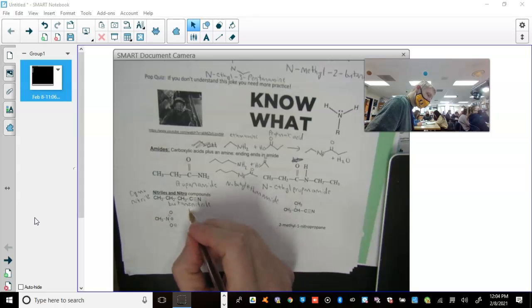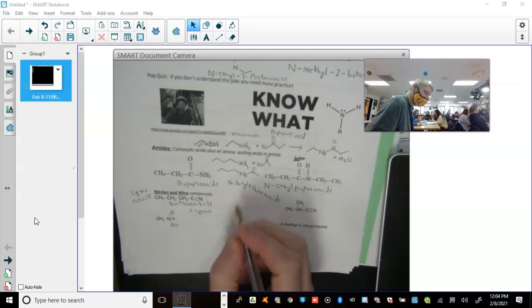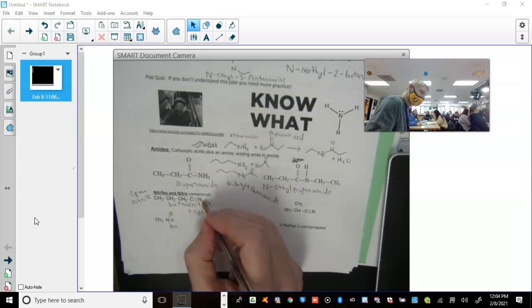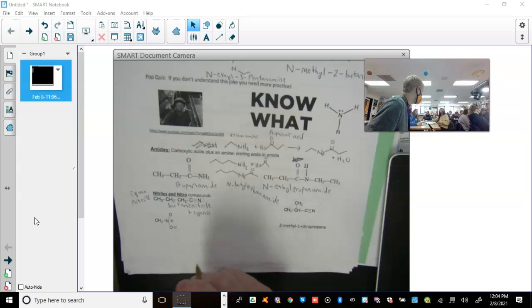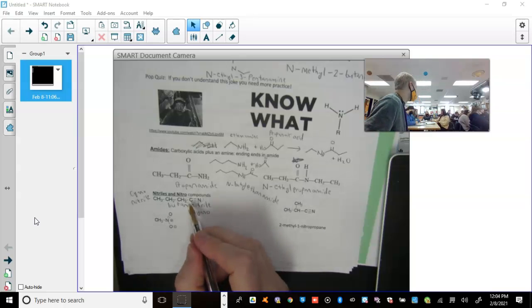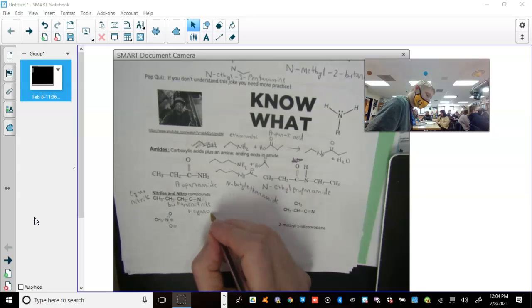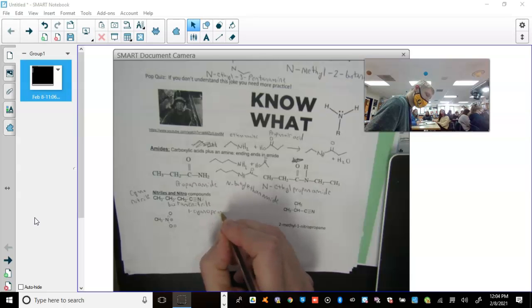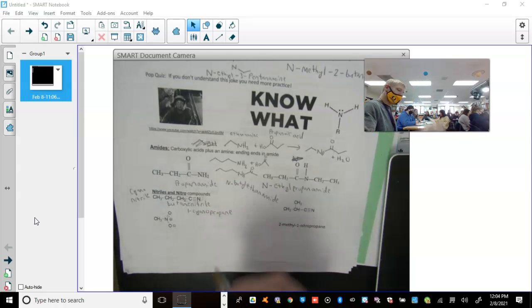Another way of writing it would be 1-cyano. Cyano is referring to CN, the C triple bond to an N, which means you can't include that carbon in the main chain. So it would be 1, 2, 3, propane. So we've got 1-cyanopropane, or butanenitrile.